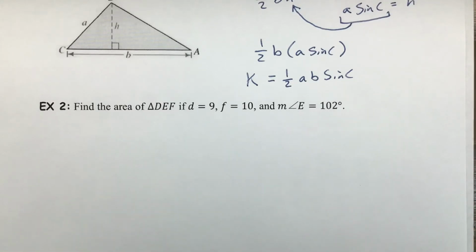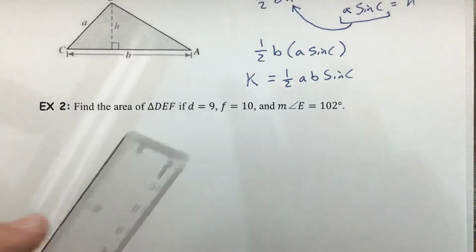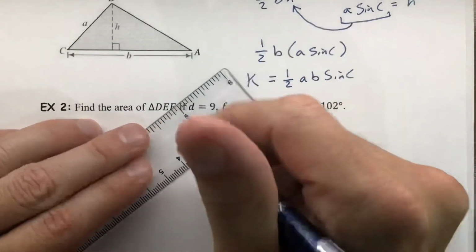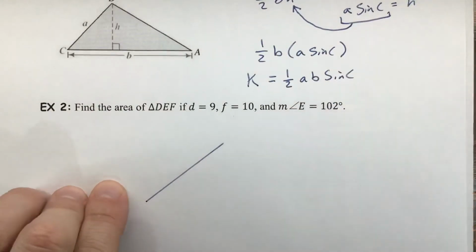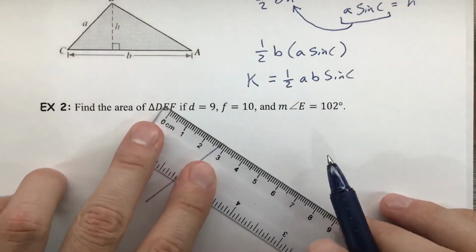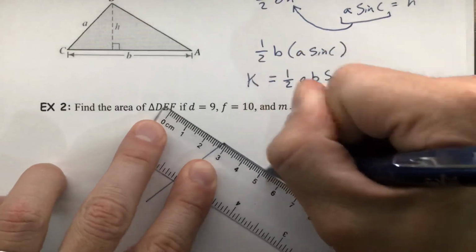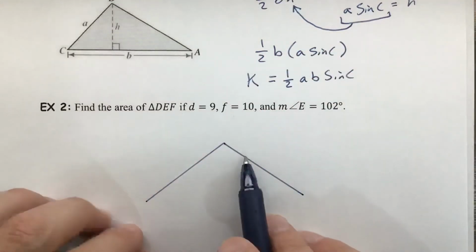When I draw the picture, I'm not going to worry about making it look perfect, but I'm going to at least acknowledge the fact that I've got an obtuse angle here and go ahead and draw an obtuse angle.